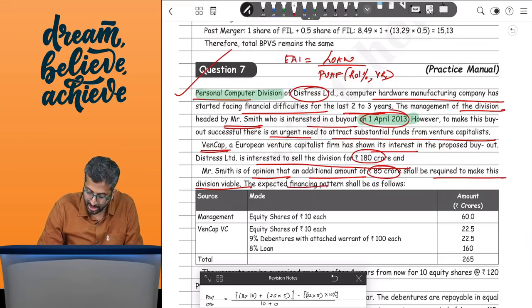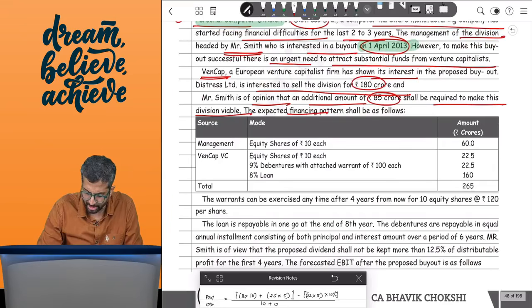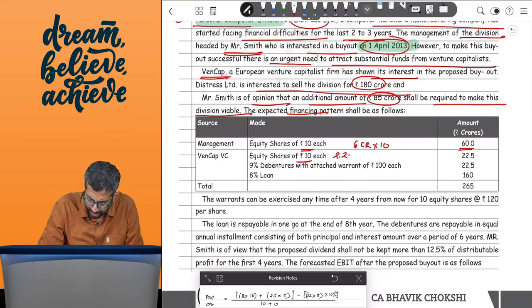The expected financing pattern will be as follows. Management, like Mr. Smith, shares of rupees 10 each, 60 crores. That means there must be 6 crore shares of rupees 10 each. Equity shares given to Vencap of rupees 10 each, 22.5, that is 2.25 crore shares of rupees 10 each. 9% debentures with an attached warrant of 100 each.